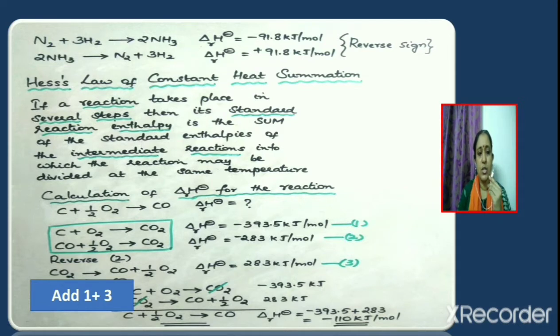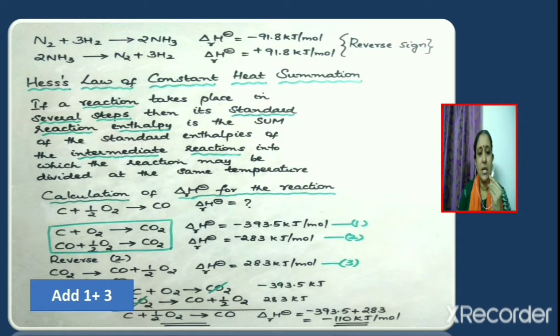Now write equation 2 in the reverse order. So the equation now becomes CO2 gives CO + 1/2 O2. Since we have written the reaction in the reverse order, the standard enthalpy of reaction will also get reversed. The sign will get reversed. So for this reaction, standard enthalpy of reaction will be +283 kJ/mol. Mark this as equation number 3. And after that, add equations 1 and 3. That is, we have to add the equations 1 and 3.